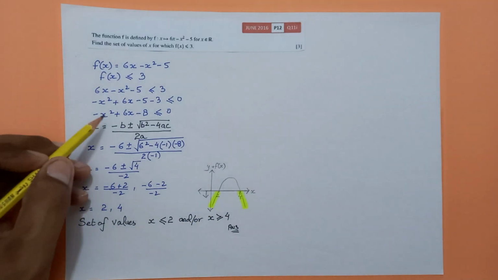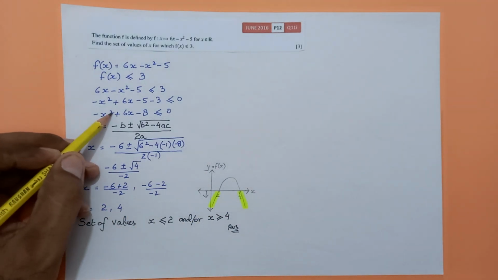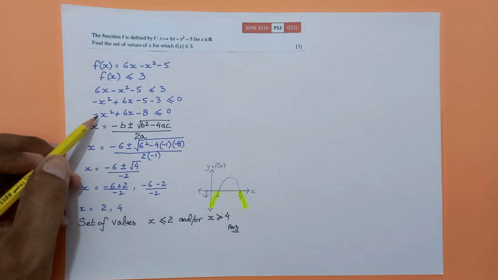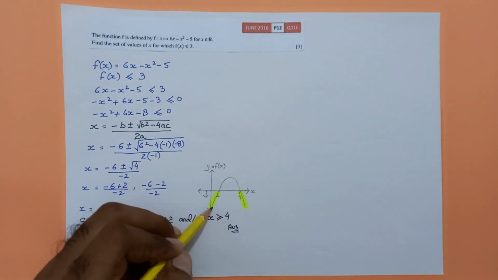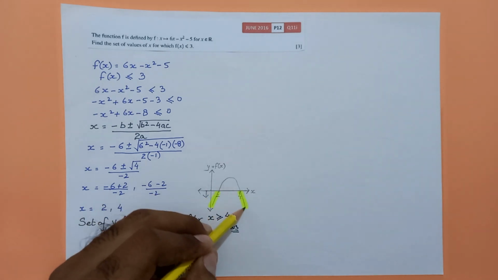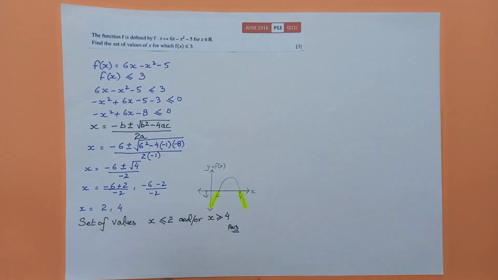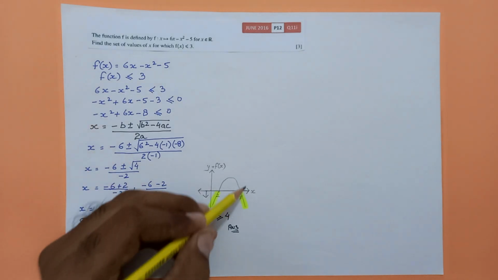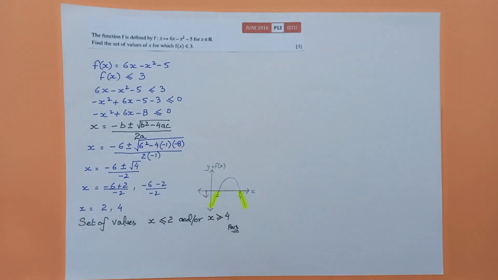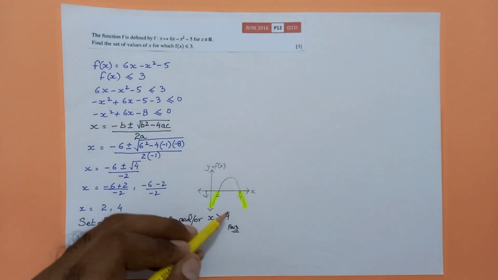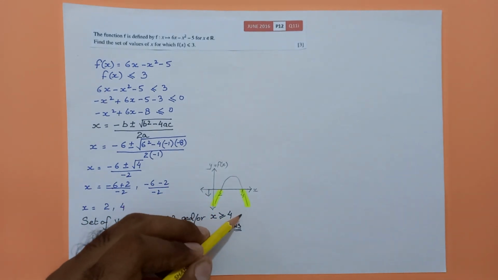Now if we look at the coefficient of x², which is negative, we know that if it is negative, the graph would be an n-shaped parabola, and if it is positive, it would be a u-shaped parabola. Because it is negative, we have made an n-shaped parabola.